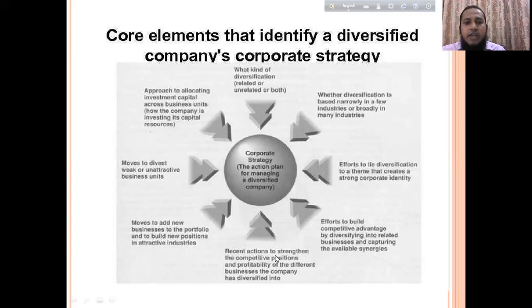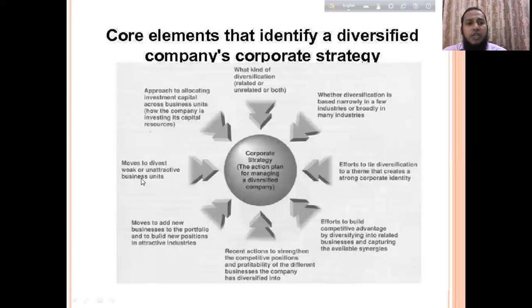Recent actions to strengthen the competitive positions and profitability of the different businesses the company has diversified into, moves to add new businesses to the portfolio and to build new positions in attractive industries. The company must think that whenever it finds any opportunity or potentiality, it will invest in those sectors, those industries, and it will be able to generate lucrative profit from the attractive industries.